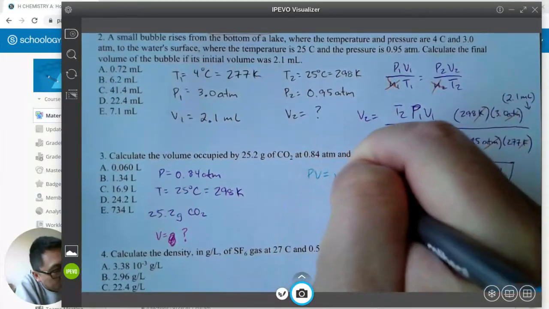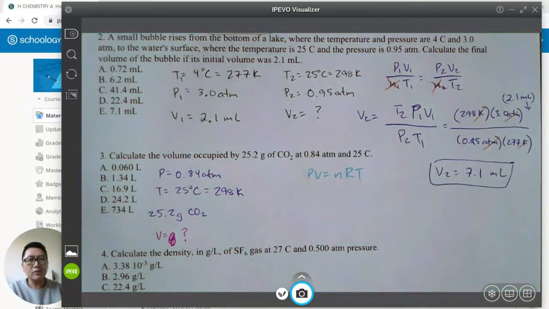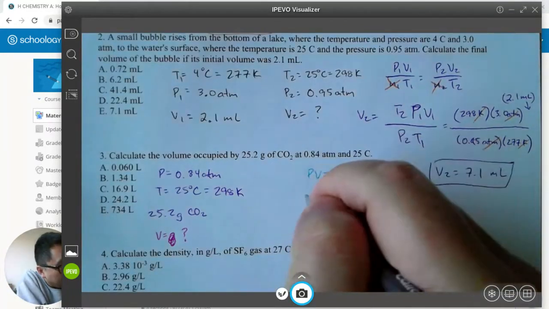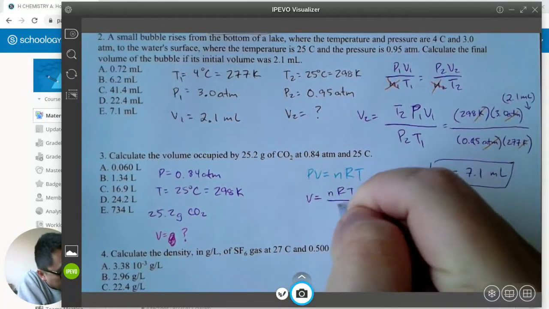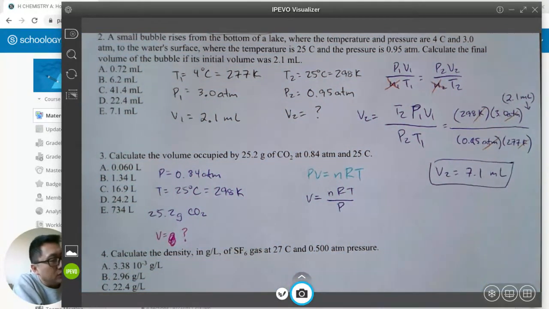PV equals nRT. We are solving for volume, so in this case, we're solving for V. And since we're solving for V, volume will equal nRT over P. There's a few things I already know. I know P, I know T. You also know R. Even though it doesn't say it outright, R is a gas constant. On the test, I would give you what R is.